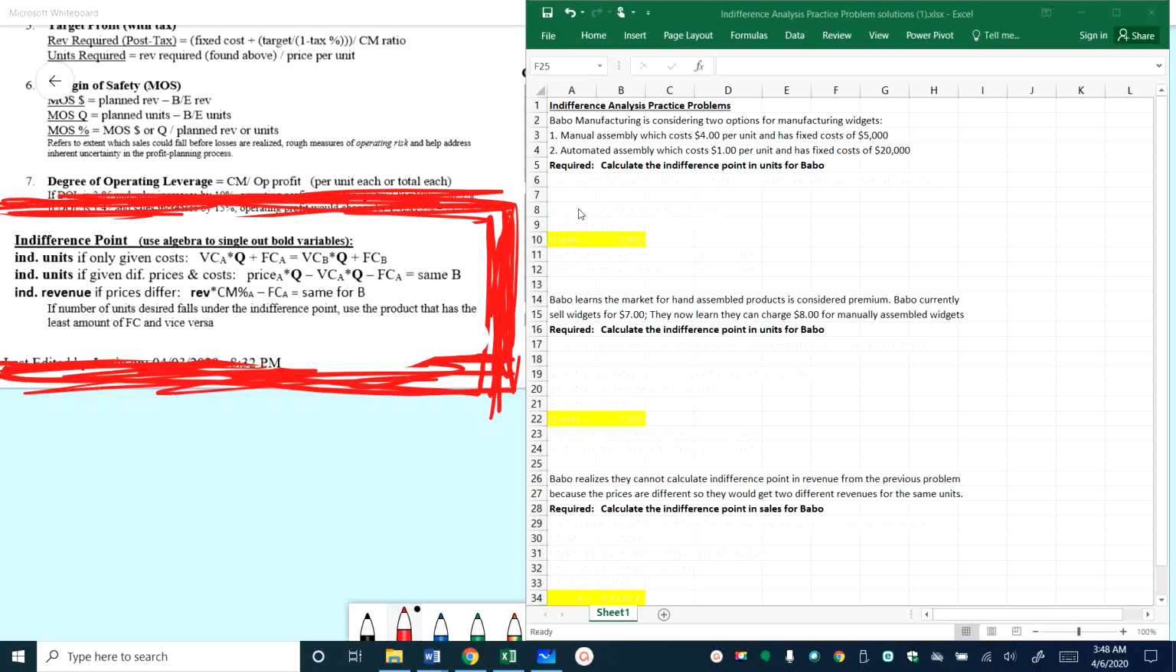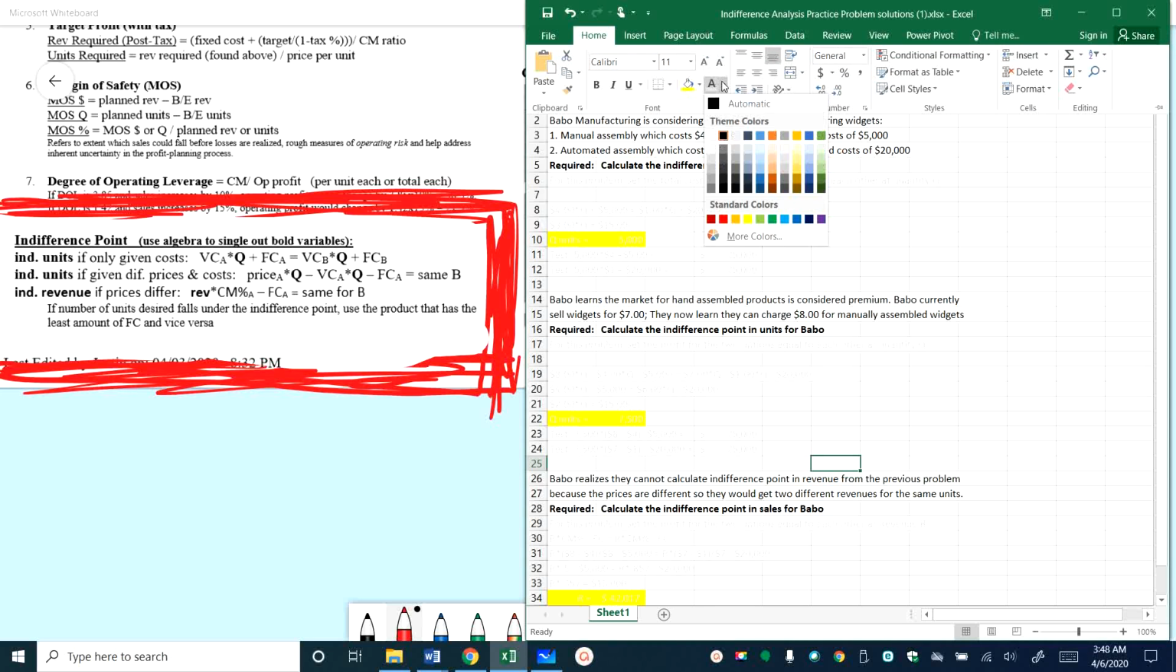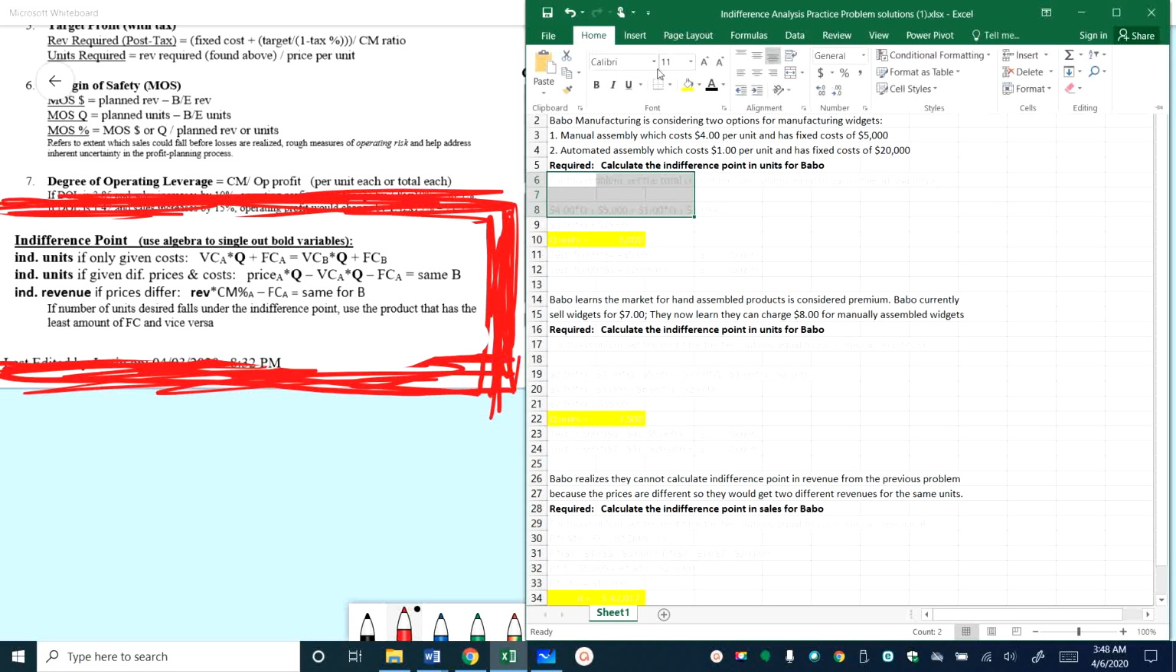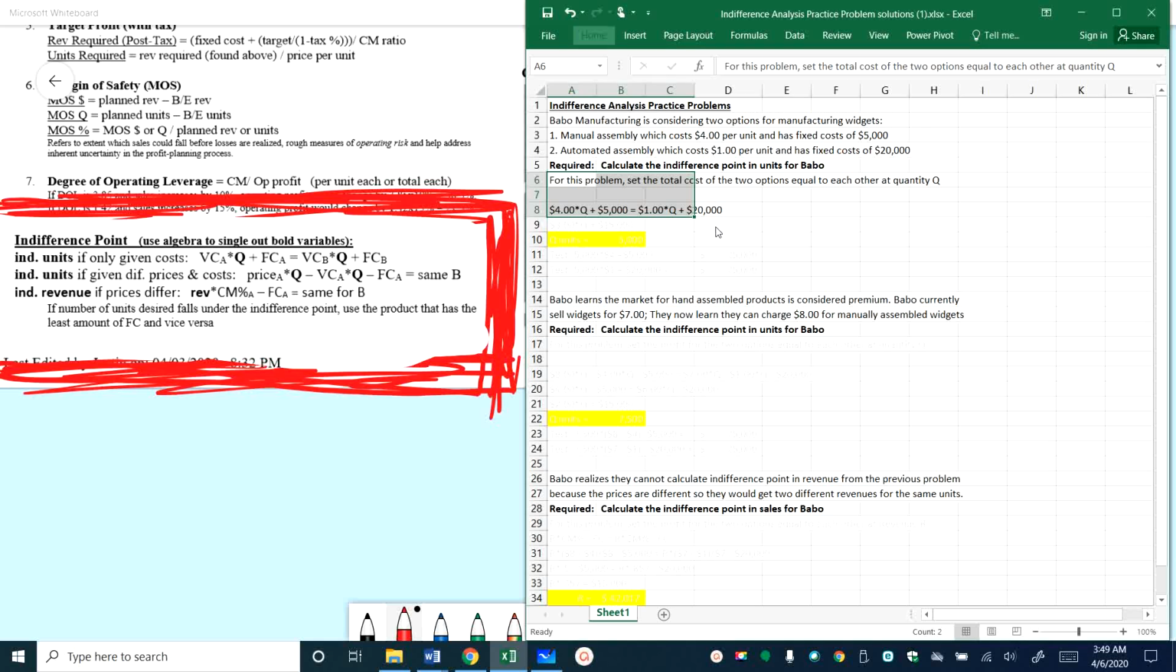Okay, so what you should have looked at first is you should have used this first equation. So you should have set the variable cost of A times the quantity plus the fixed cost of A and set that equal to B. So then that'll be the $4 variable cost for A plus the $5,000 fixed cost would equal the $1 variable cost per B times that quantity plus the $20,000 fixed cost.